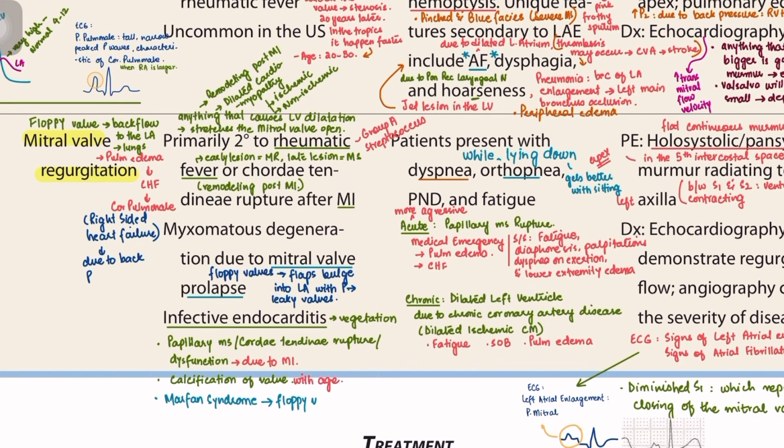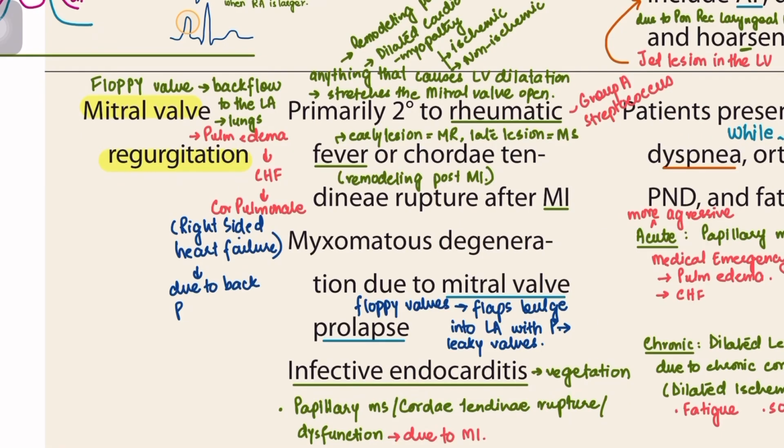Let's take out our Step 2 CK book and study from there today's topic. The pathophysiology behind mitral valve regurgitation is as follows. Mitral valve is a floppy valve, which is a leaky valve. This will cause backflow of blood to the left atria instead of moving forward to the aorta during systole. In turn, this backflow of blood will cause blood to go back into the lungs, resulting in pulmonary edema. This will result in congestive heart failure, that is cor pulmonale, which is right-sided heart failure. This is all due to back pressure.